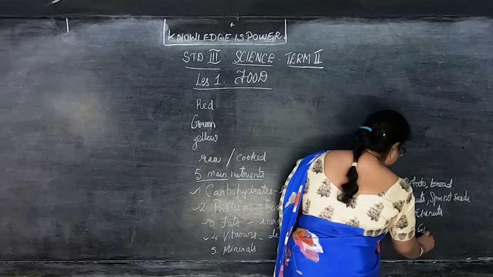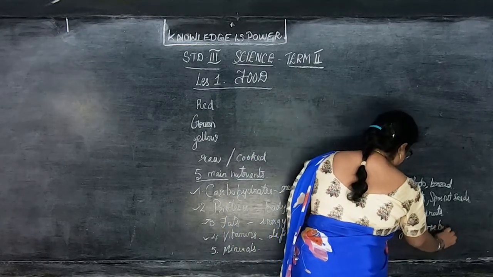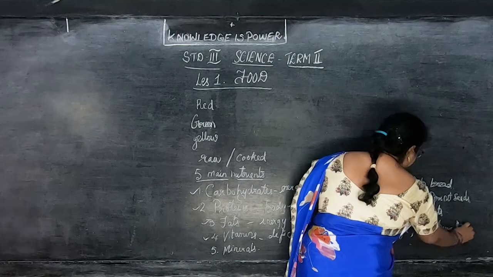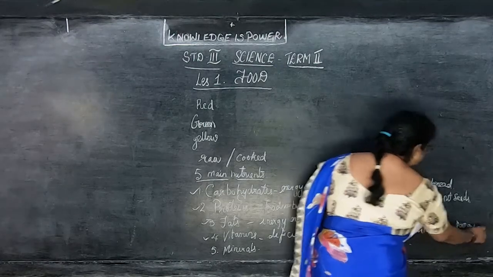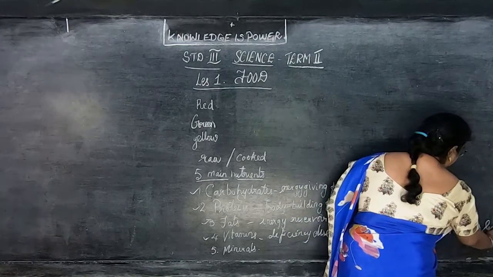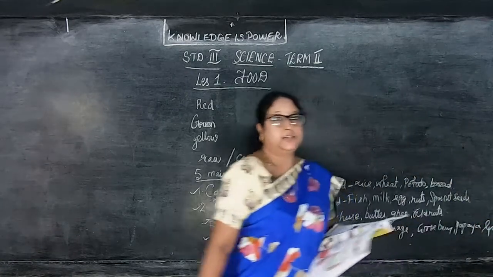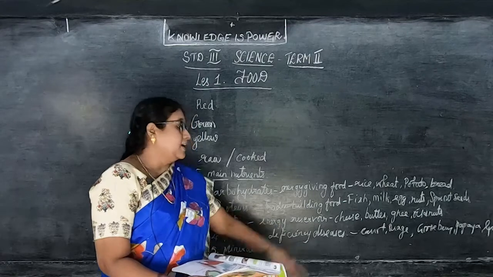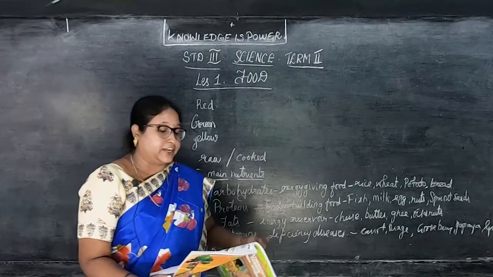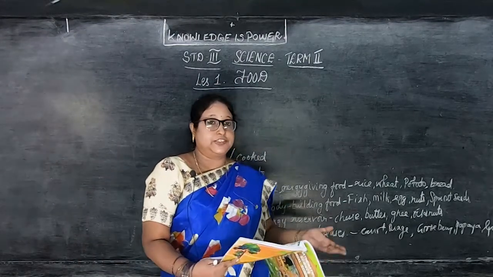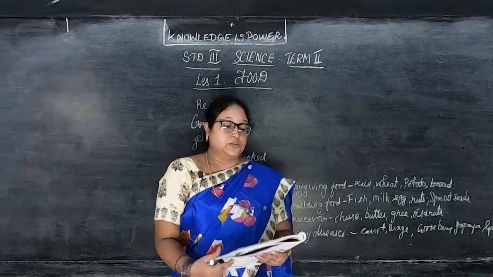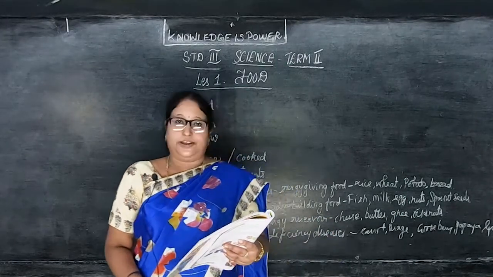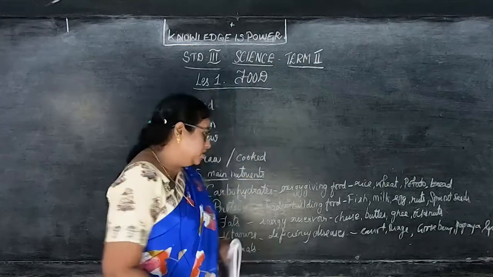Carrot, gooseberry, papaya and greens. Okay. So what do vitamins do, children? Vitamins protect the body from deficiency diseases, and what all can we eat to protect from these deficiency diseases? We can have carrot, gooseberry, orange, papaya and greens. Okay. Next we'll go to the minerals.